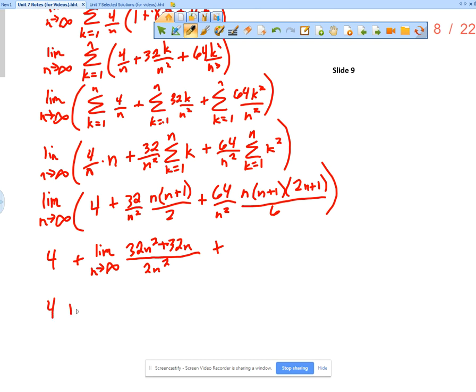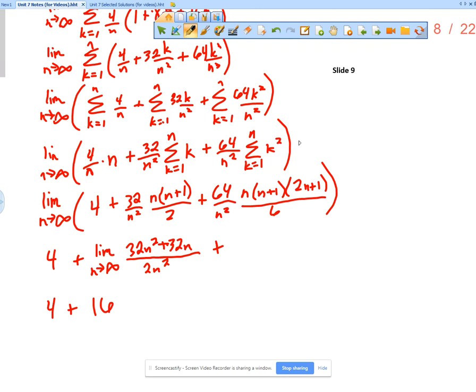All right, so I have 4 plus. Think about this, okay? If I'm evaluating the limit as n approaches infinity, now n is the variable of interest, so now how does this behave? Well, remember, we can divide everything by the highest power, so the highest power is n squared. And so if I divide everything by n squared, I'm going to be left with 32 plus 32 over n, divided by 2. And so that means when I plug in infinity now, I get 32 plus 0 over 2. In other words, 16.